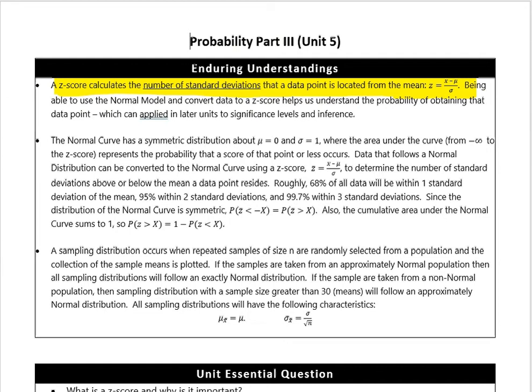So a normal curve has a symmetric distribution about a mean of 0 and a standard deviation of 1, where the area under the curve from negative infinity to the z-score represents the probability of that point or less occurs. The data follows a normal distribution, and we can convert it to that using our z-score calculation. Okay.